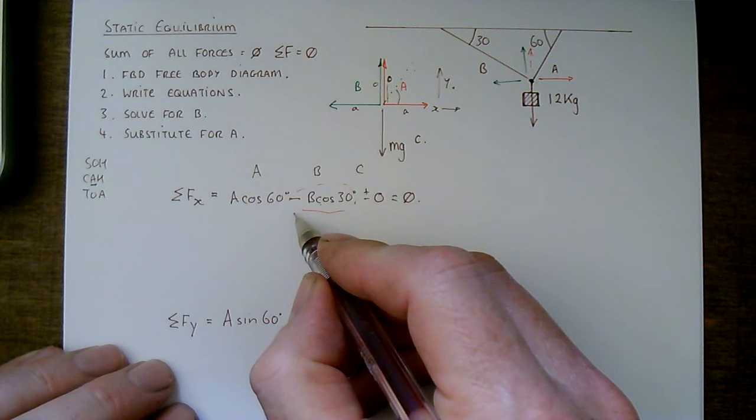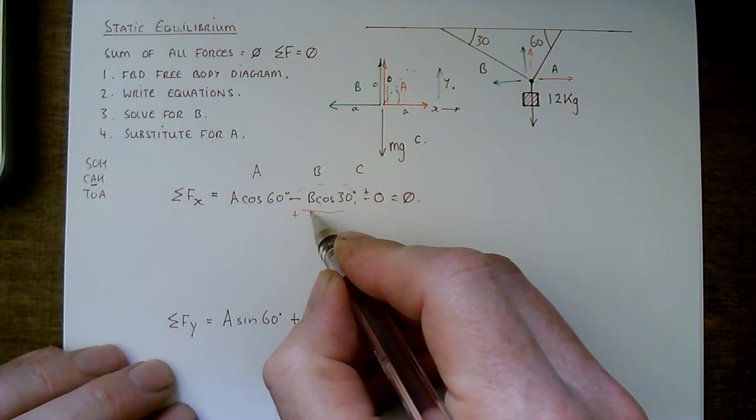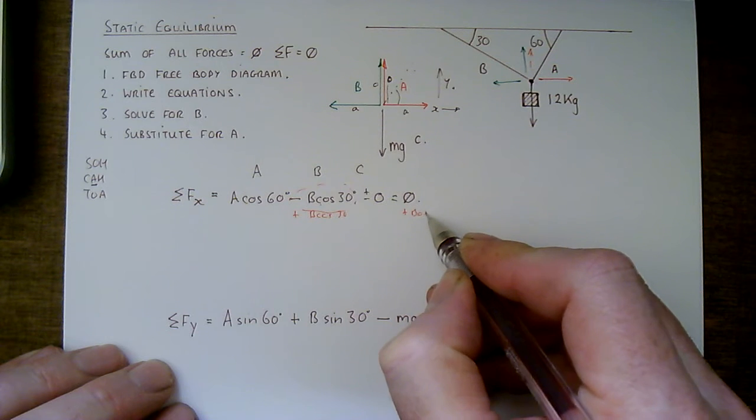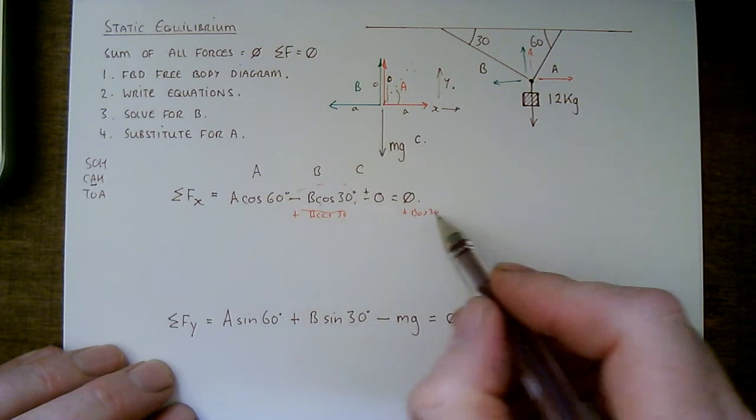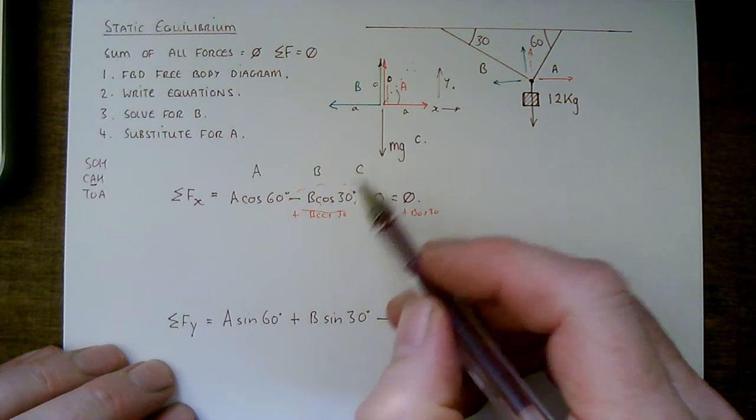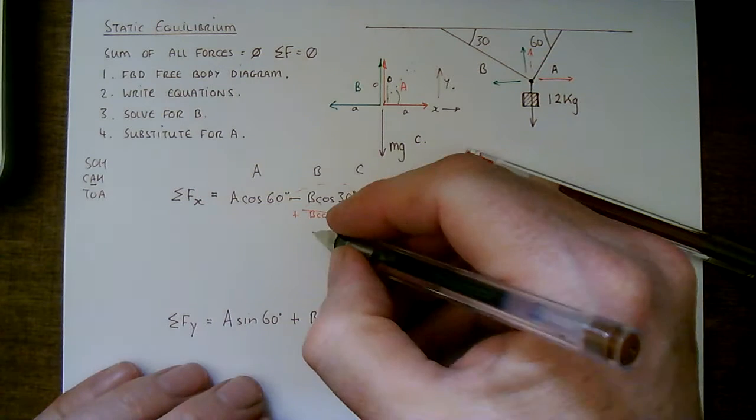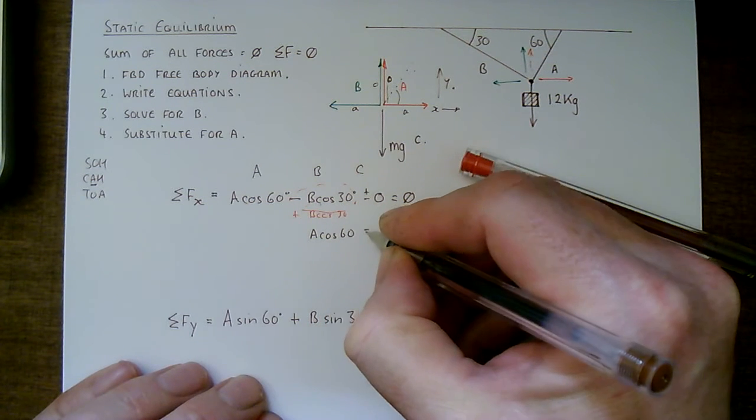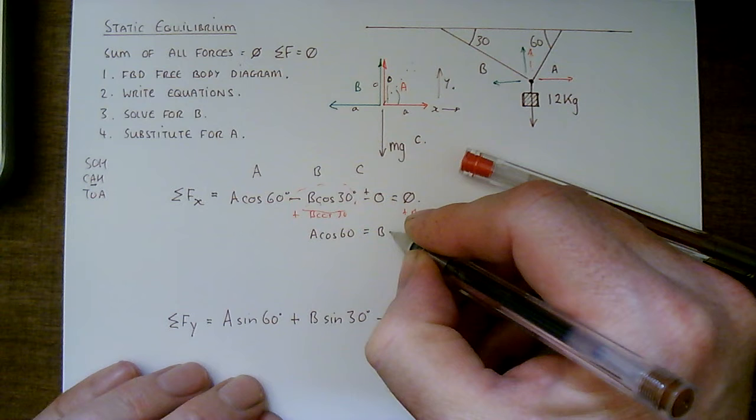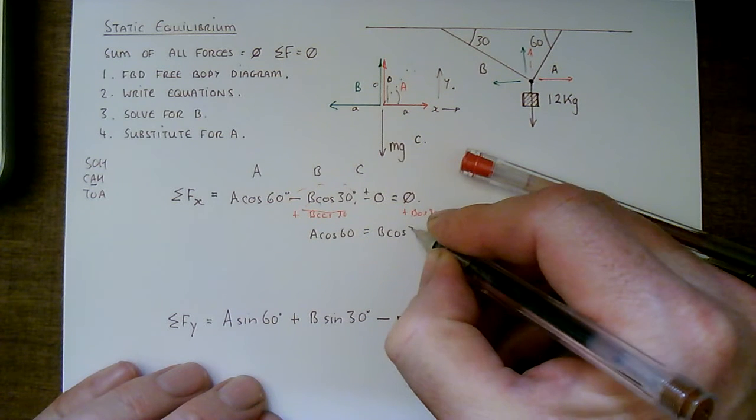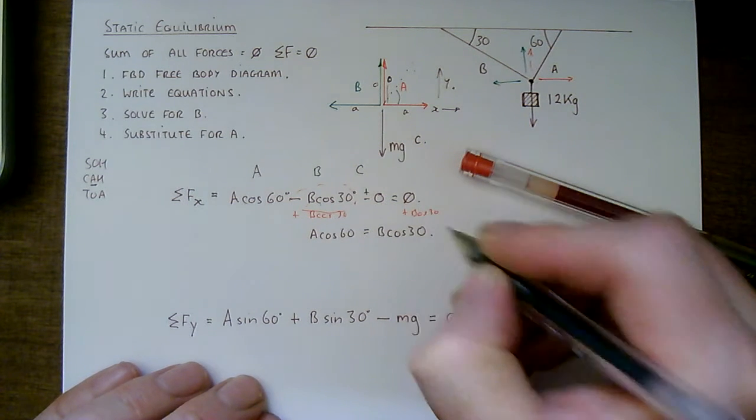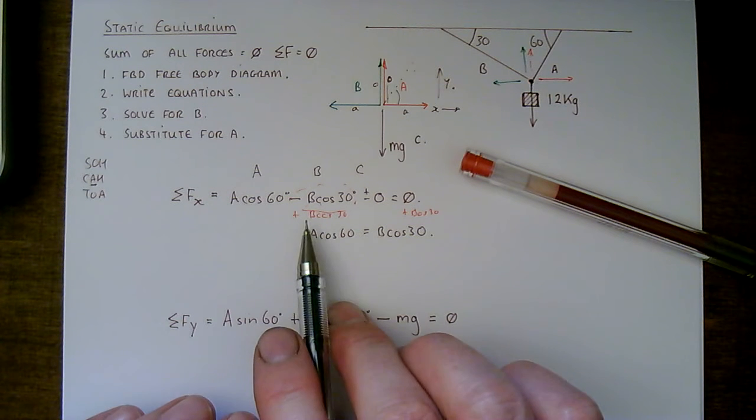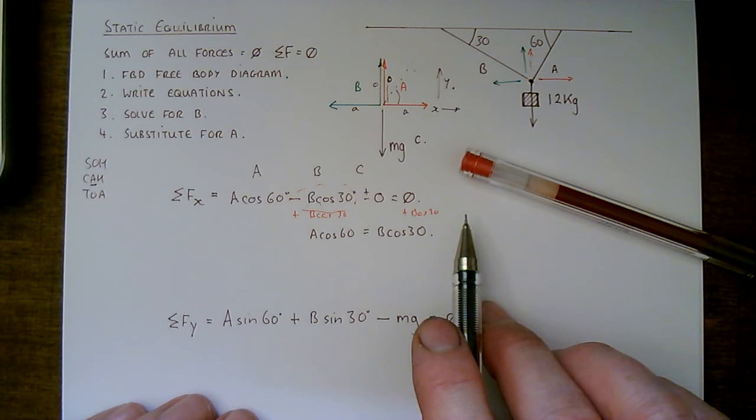if I do the opposite, the reciprocal, if I do plus B cos 30 here, then I have to do plus B cos 30 here, and that would remove that, so I would end up with A cos 60 equals B cos 30. So that's my first step. Following the rules of algebra, what you do to this side, you do to the other side.